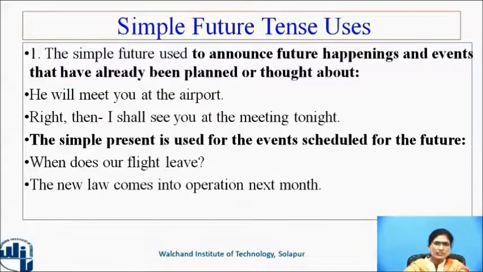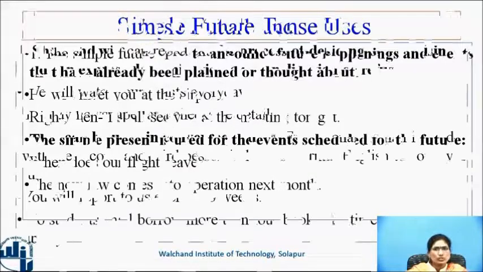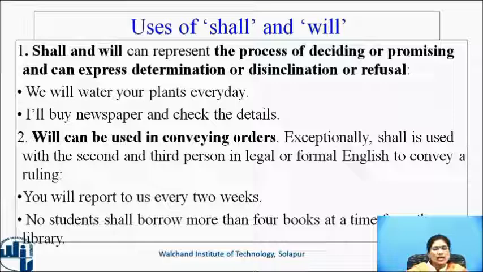The simple present tense is used for events scheduled for the future. For example, when does our flight leave? The new law comes into operation next month. Here we are not using the simple future tense, because simple present is also used for events scheduled for the future. Uses of shall and will.